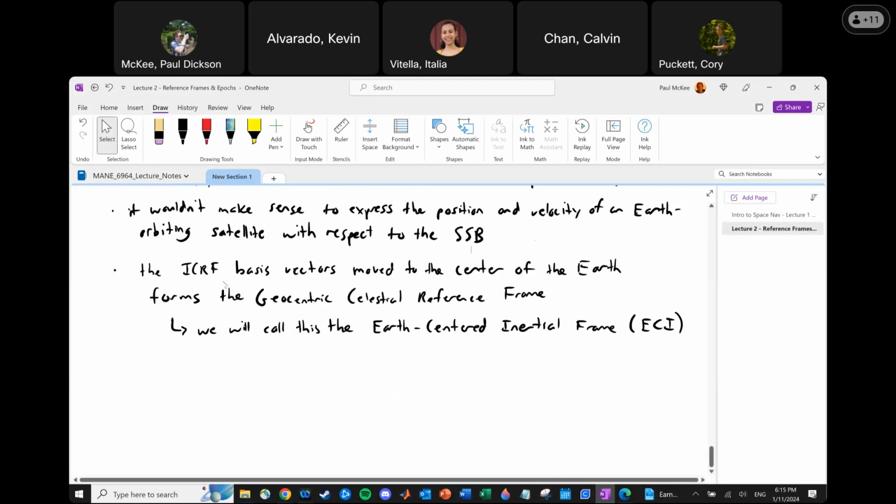The ICRF basis vectors move to the center of the Earth, forms what we're going to call the ECI frame, the Earth-centered inertial frame.